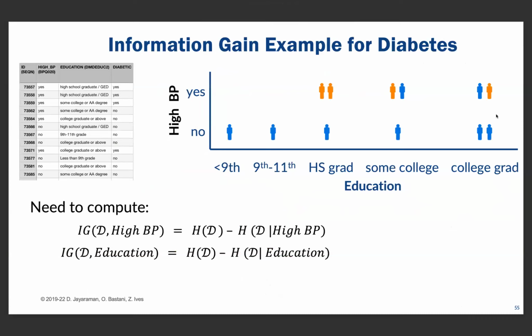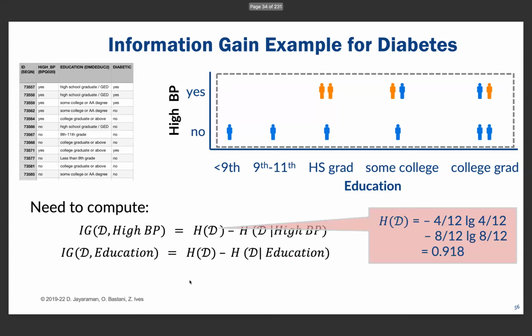So we can rewrite all of our entries like this. We need to compute the information gain for our data set when we're cutting by high blood pressure or when we're cutting by education. And check.